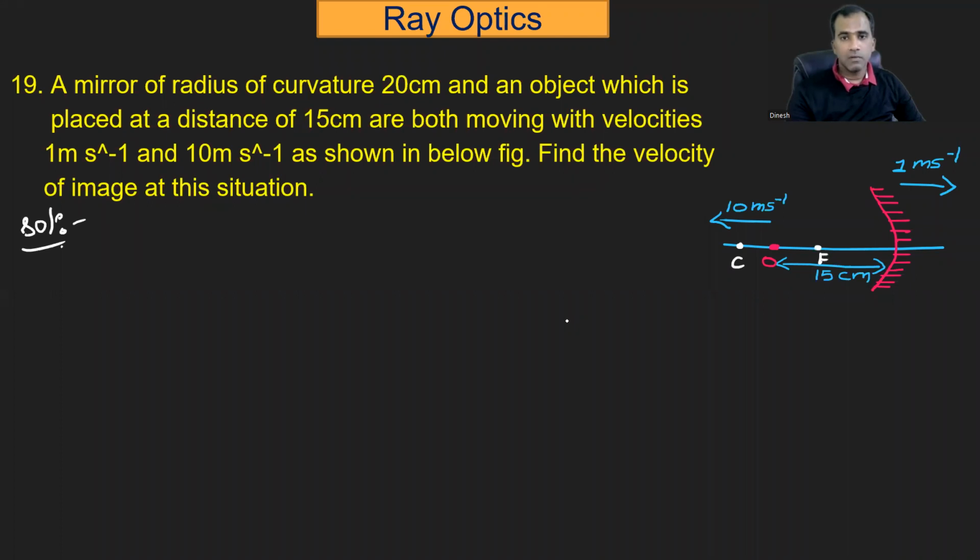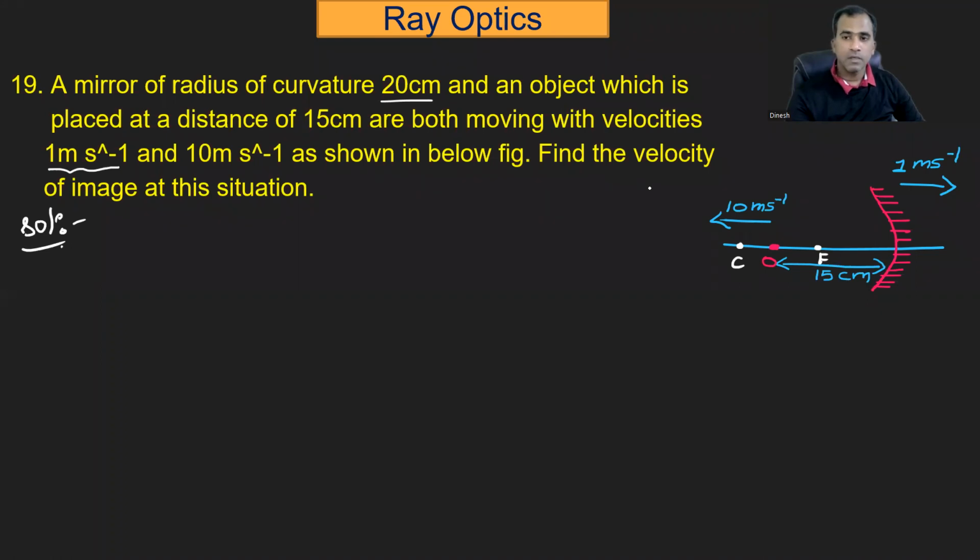A mirror of radius of curvature 20 centimeters and an object which is placed at a distance of 15 centimeters are both moving with velocities. See here, 1 meter per second is the velocity of the mirror. Mirror is also moving here, mind this. And 10 meter per second is the velocity of the object and it is moving away from the mirror. Find the velocity of image in this situation.